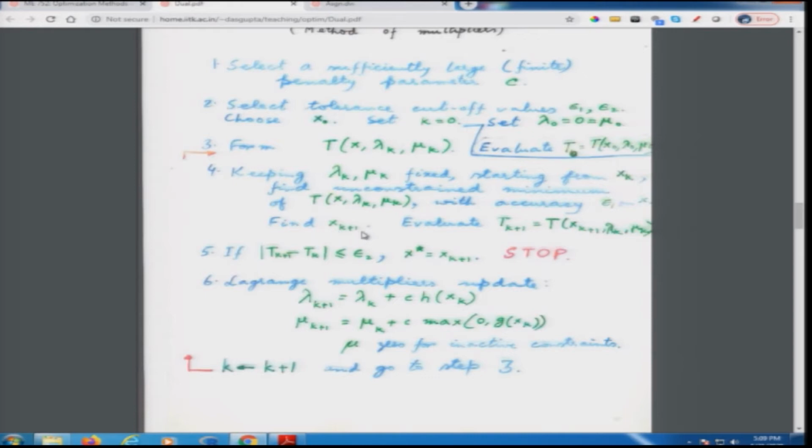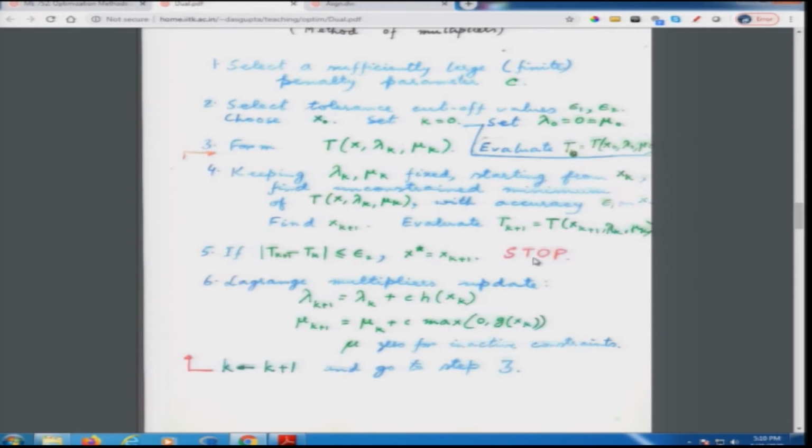So, now from x k you have found x k plus 1, lambda k, mu k are still sitting at the old values. Evaluate t k plus 1. Now, if this t k plus 1 does not differ much from the earlier t k, that means you have converged, and this test you make with the other tolerance number that you have selected. If two successive augmented Lagrangian values are too close, then you have converged. Basically, x has not changed much compared to the last time. So, then you say that we have converged, we are stopping.